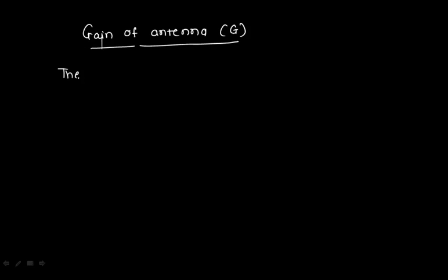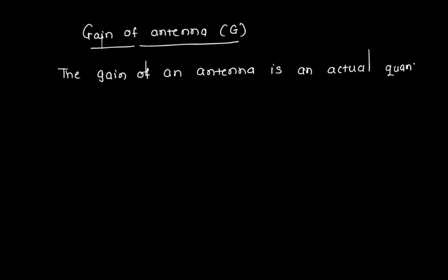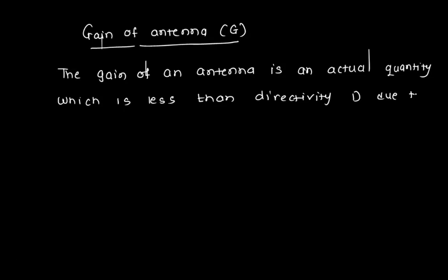So I can write here: the gain of an antenna is an actual quantity which is less than the directivity D due to ohmic loss.